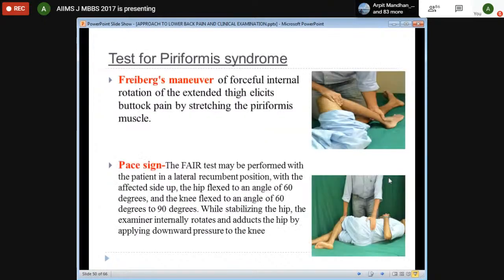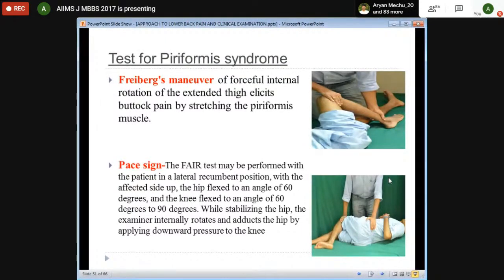Okay. Next is piriformis syndrome. For piriformis syndrome, there are usually two tests done: the Freiberg maneuver and the Pace sign. In the Freiberg maneuver, we do a forceful internal rotation of the extended thigh, which will elicit buttock pain by stretching the piriformis.